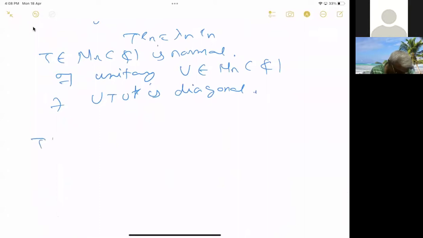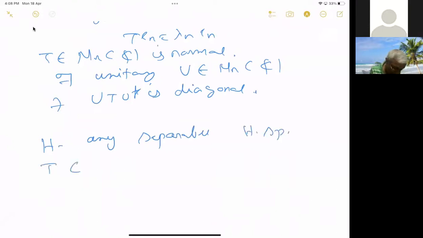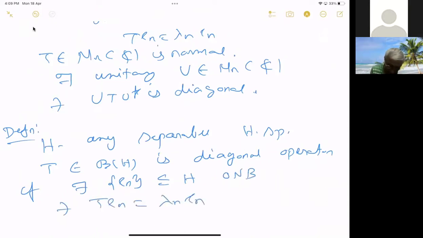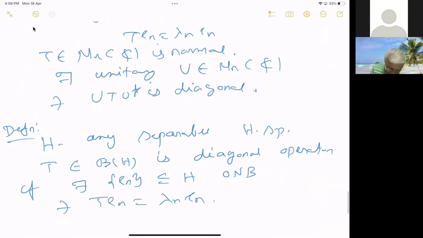So T is in B of H. Now H is not finite dimensional; H can be infinite dimensional. We let H be any separable Hilbert space, and T in B of H is said to be a diagonal operator if it has eigenvectors and eigenvalues and the eigenvectors span H. That is, if there exists an orthonormal basis En contained in H such that T of En equals lambda n En. This is the definition of eigenvector, and I think everybody knows this.